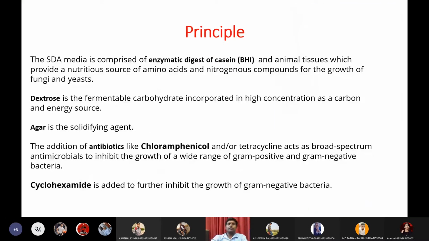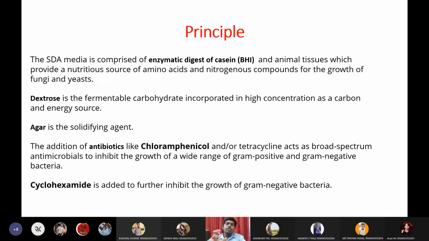Now let us see the principle. So SDA media is comprised of enzymatic digest of casein, which is BHI, brain heart infusion, and animal tissues, which provide a nutritious source of amino acids and nitrogenous compounds for the growth of fungi and yeast. So BHI will provide the nutrients and amino acids for the growth of fungi. Then it will contain dextrose, which is fermentable. So dextrose is the fermentable carbohydrate incorporated in high concentration as a carbon and energy source. So we are keeping dextrose as an energy source for fungi. Then we are keeping agar for solidifying the media.